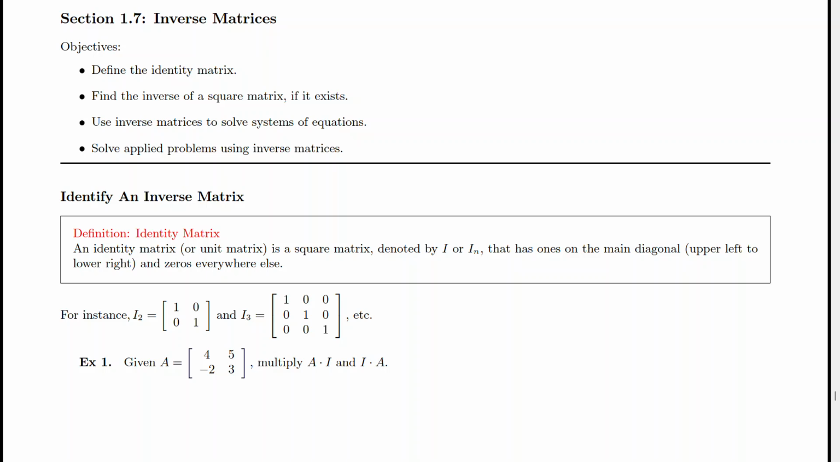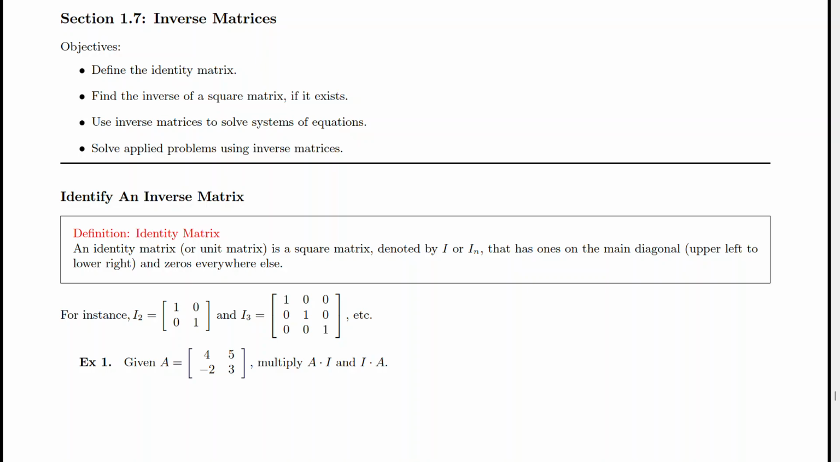Section 1.7, Inverse Matrices. The objectives are: define the identity matrix, find the inverse of a square matrix if it exists, use inverse matrices to solve systems of equations, and finally to solve applied problems using inverse matrices. We begin with the definition of an identity matrix.